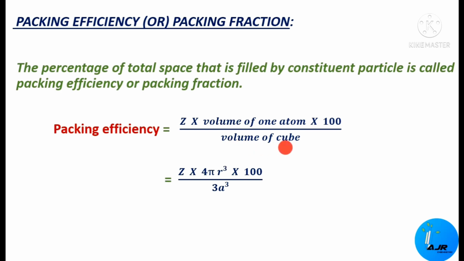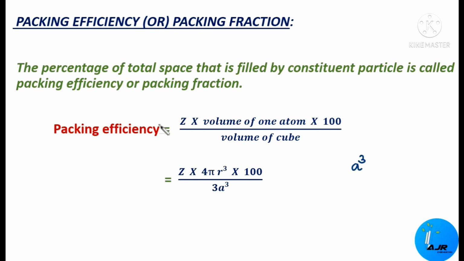Why volume of cube? Because the unit cell will be in the form of a cube. That's why they are taking that as the volume of cube. So what is the formula for the volume of a cube? It is a cube, right?